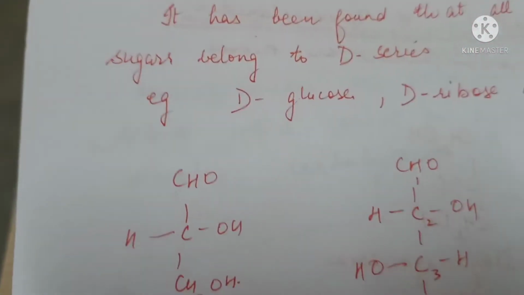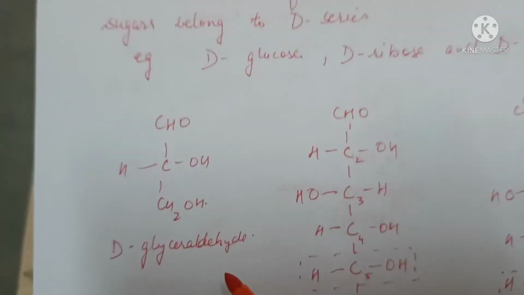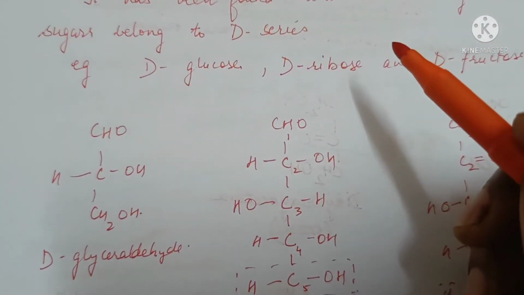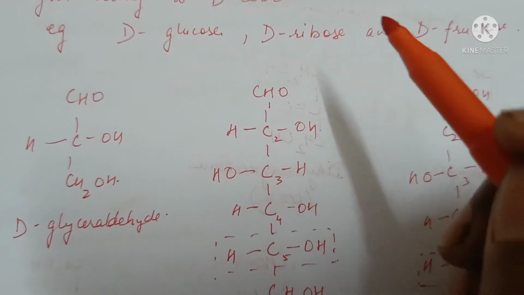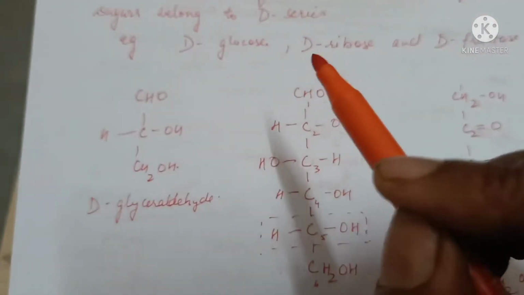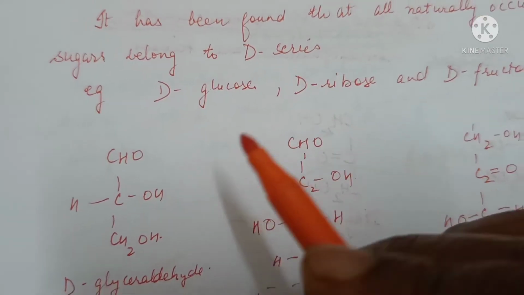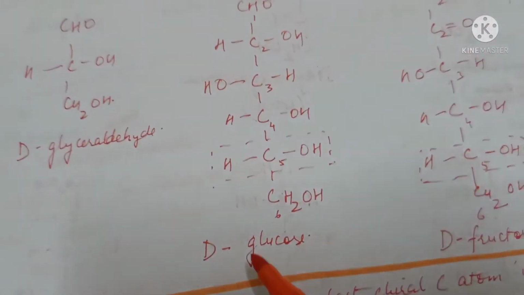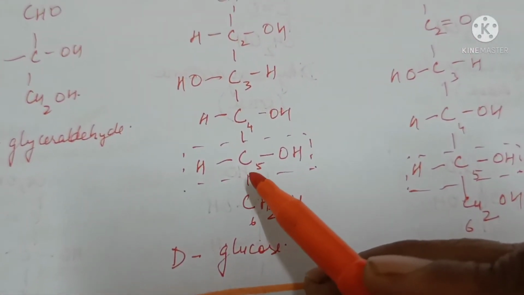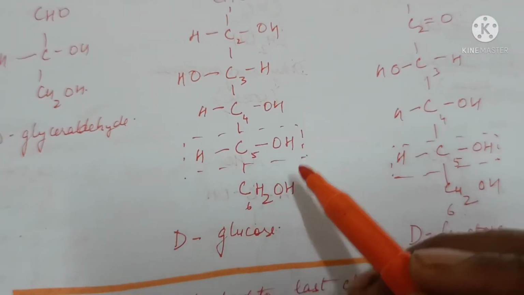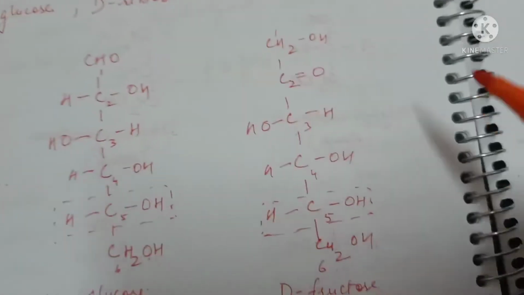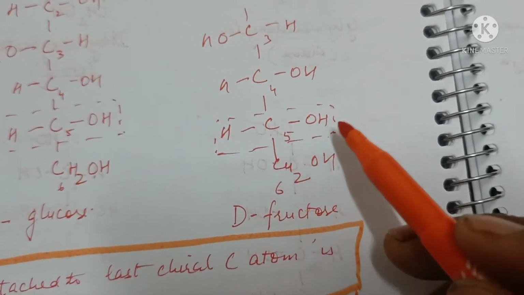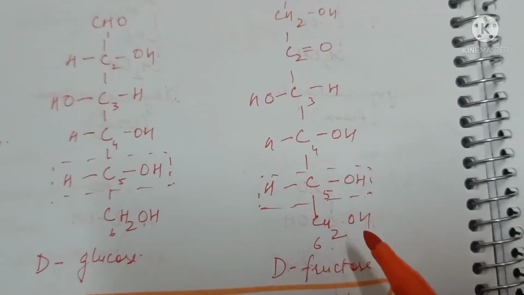For dextro and levo, we give the signs plus and minus, which show the bending of plane polarized light. A compound which bends the plane polarized light to the right will be represented as plus. So this is D-glyceraldehyde, and in D-glucose, the last chiral carbon atom has OH to the right, so it is a D-glucose form. Whereas in fructose, when the last chiral carbon atom has OH to the right, it is called D-fructose.